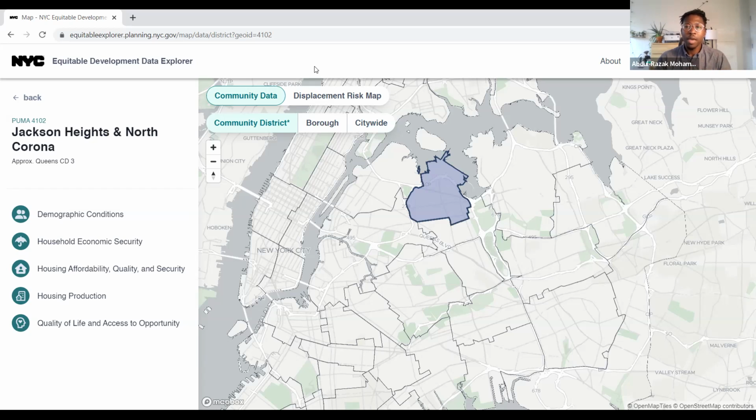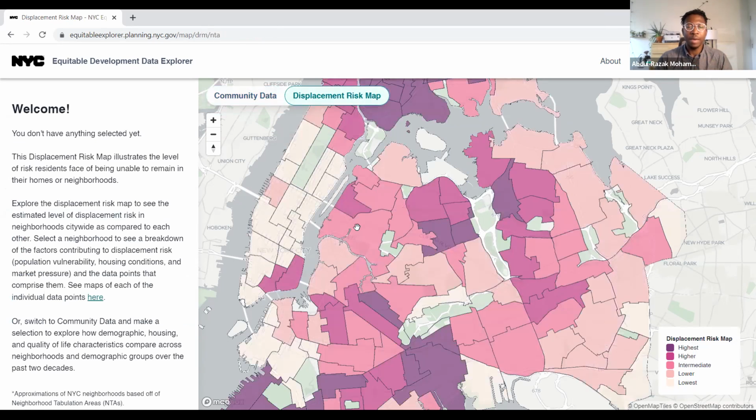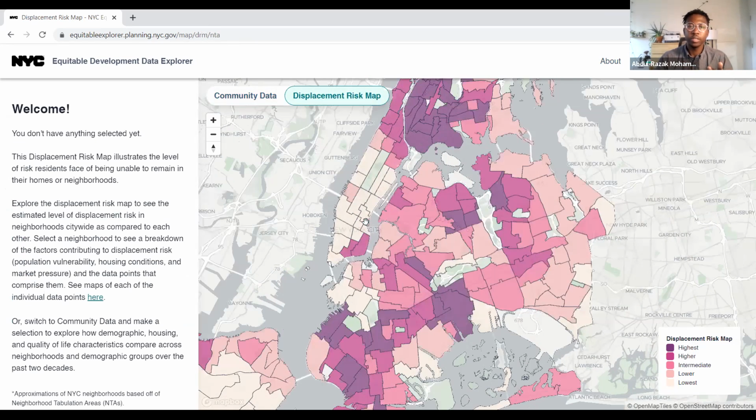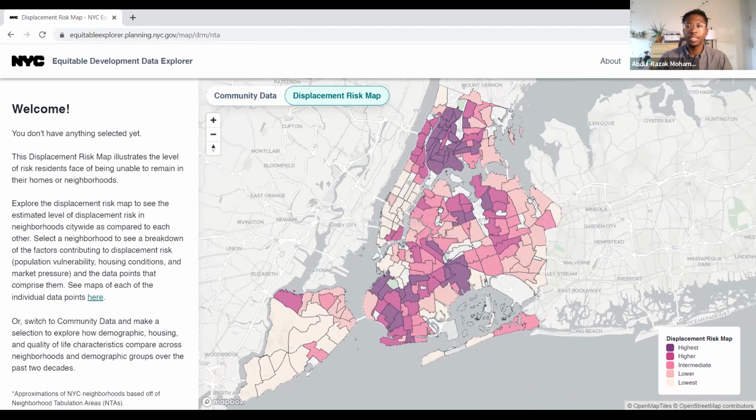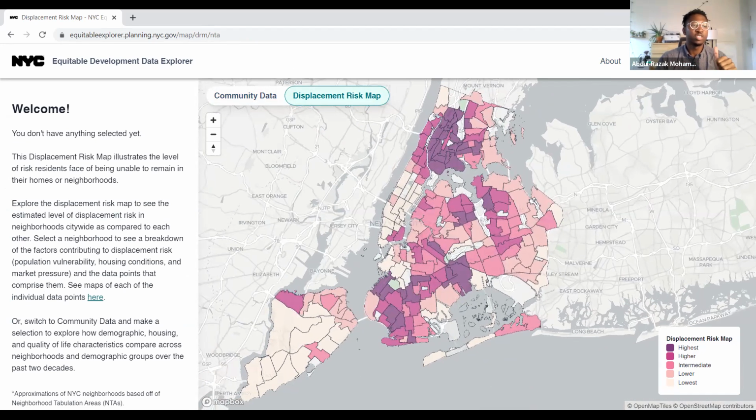When you're navigating the map, you'll see that you can move between community data here on the top left, and right next to it, displacement risk map. So when you click on that there, it changes the view of the map a little bit more. Before, when we were looking at community data, there weren't colors all over the place. But now, and I'll zoom out a little bit, the displacement risk map is formatted in a different way, both in terms of the geography and in terms of the ways that the colors coordinate to specific information that you want to know about each neighborhood.